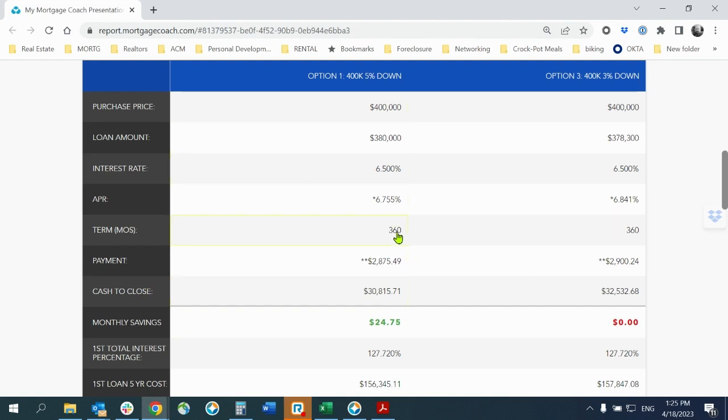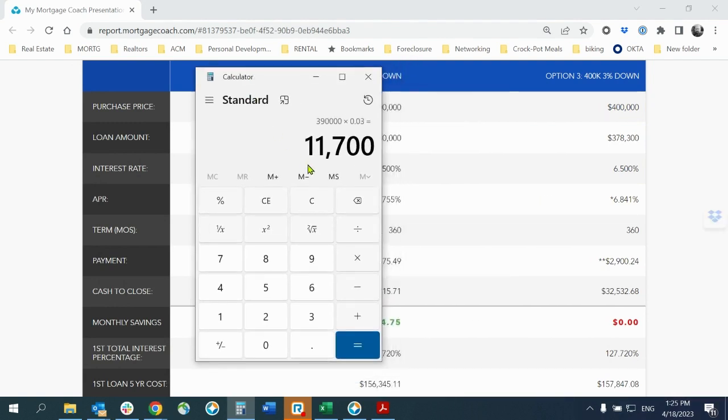Now, let's say the home appraises for $10,000 less. Now, you're still buying it at the $400,000, but it appraises now for $10,000 less. From the bank's perspective, what that means is that now you're actually buying the home for 390 and you're paying the difference up to the 400. So they're going to be putting the down payment based off of this.